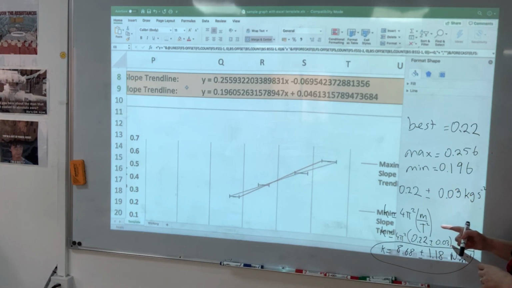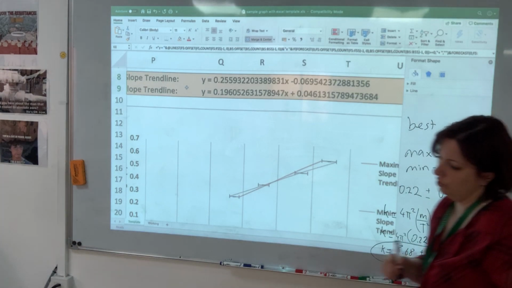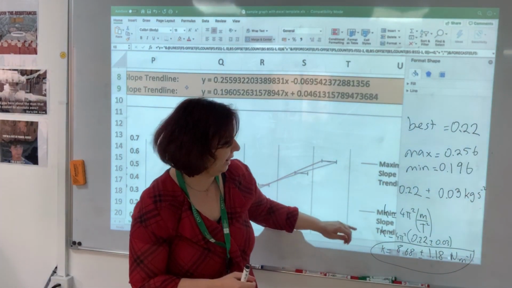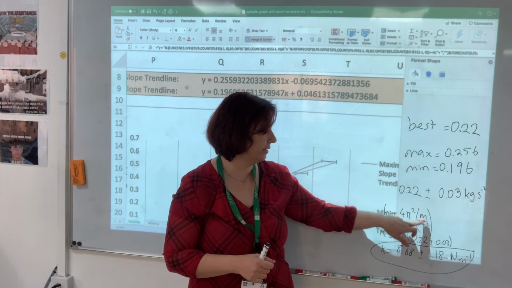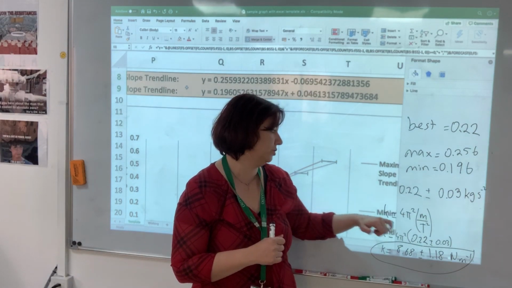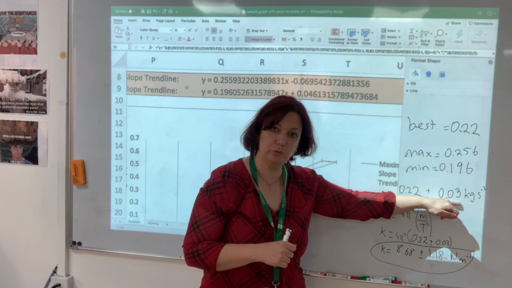When I process all this, I take this slope with its uncertainty to calculate K. Now from my formula, I had K equals 4 pi squared m over t squared. This m over t squared is the gradient of our line. So m over t squared is the value we just found.